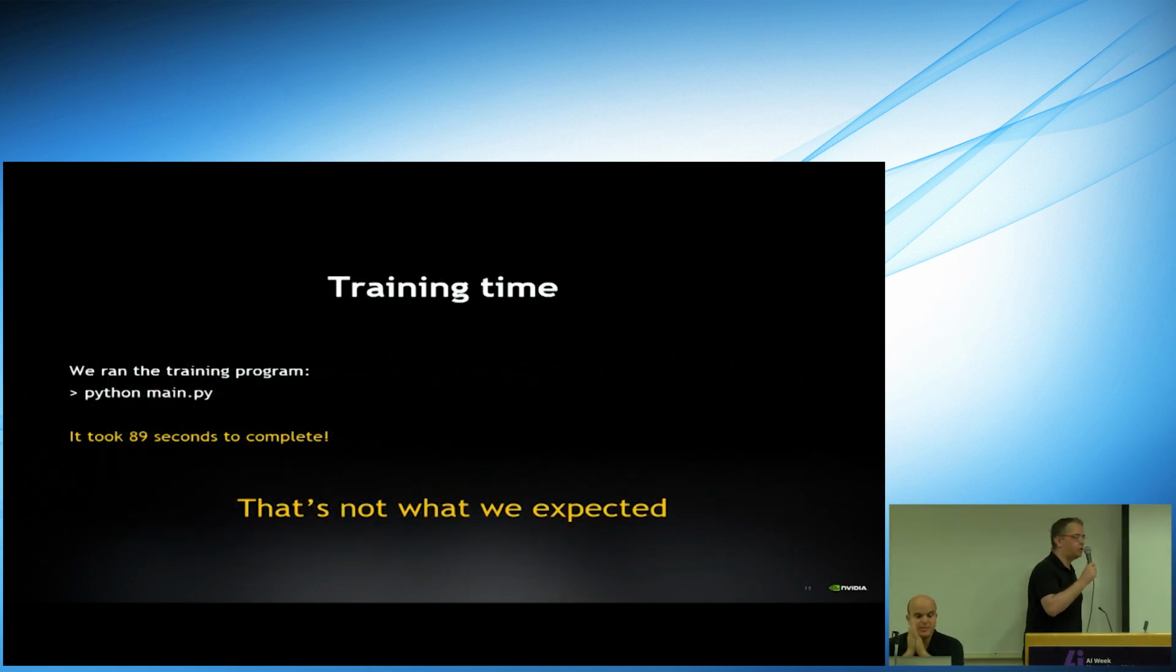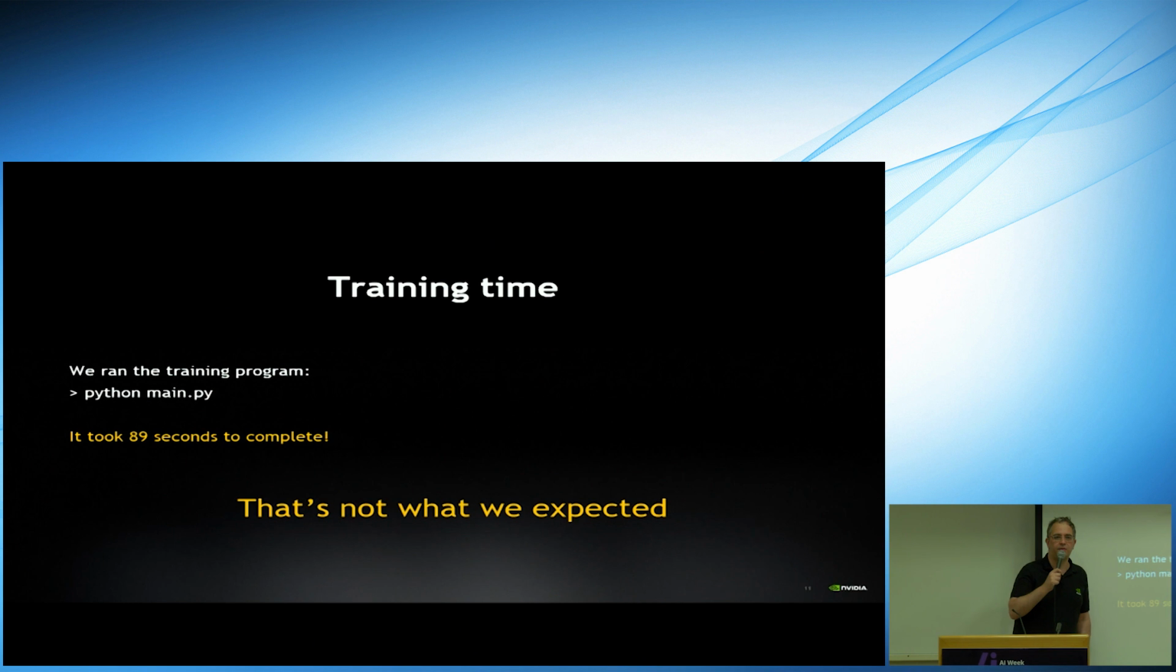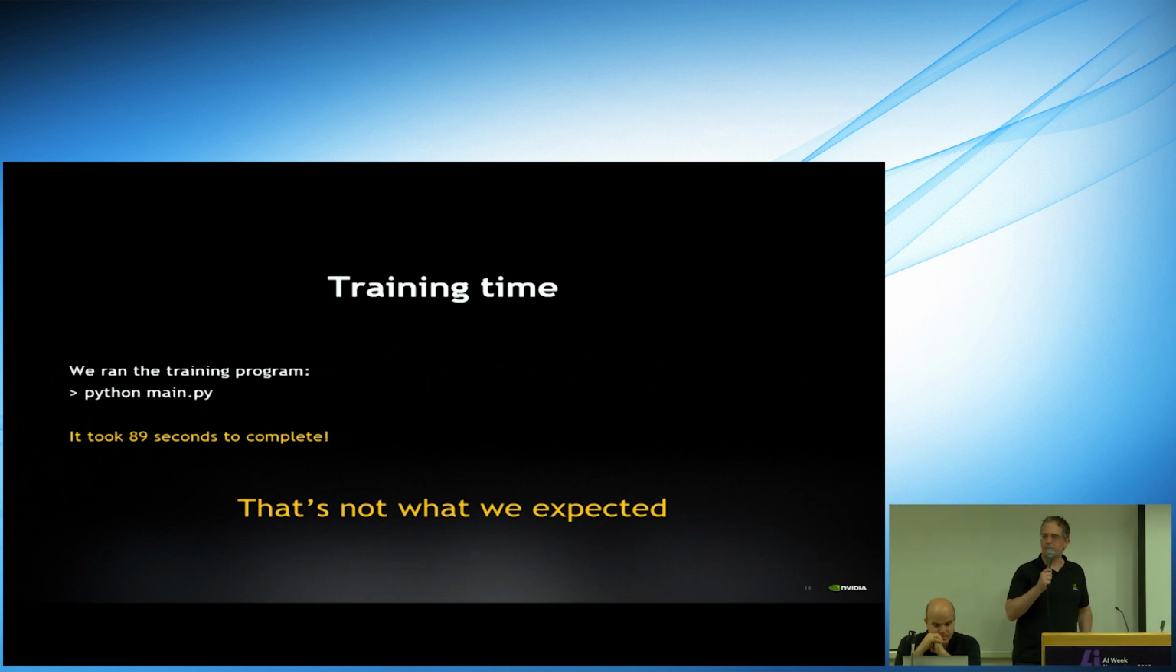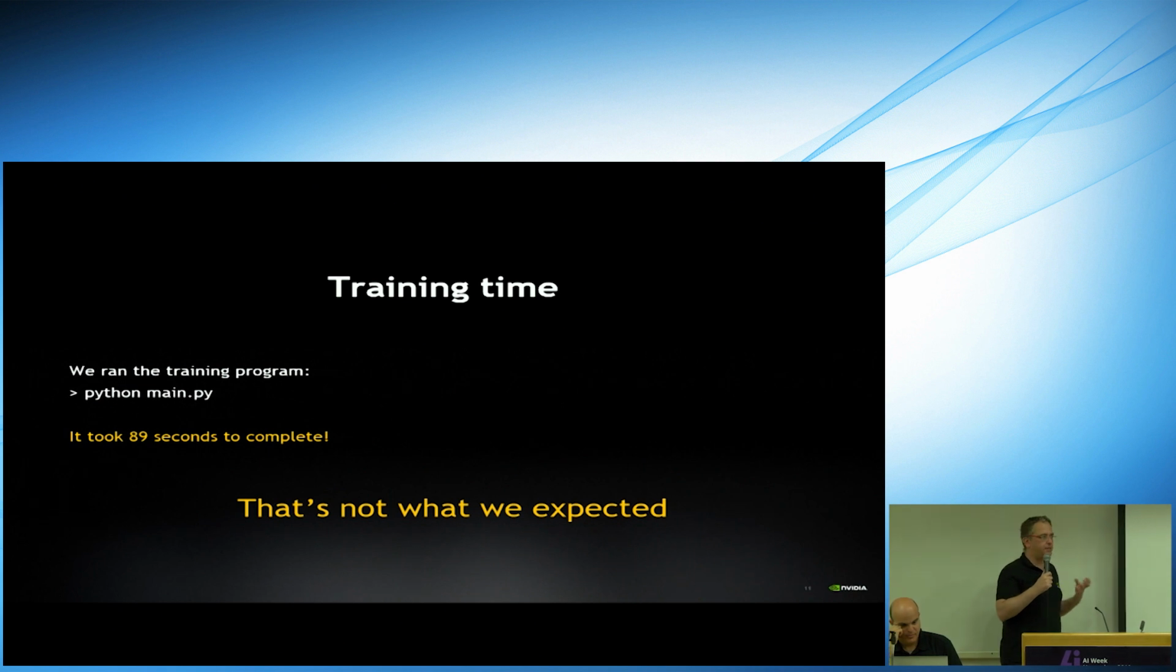Okay, so we took this program and ran it on a completely new system that has 4 Volta GPUs, a very powerful system, and we got 89 seconds to completion. For something this simple and a GPU that is so powerful, 89 seconds, something is wrong. This is not what we expected. This is not what we expected in absolute terms, and it's definitely not what we expected in relative terms, as you'll see in a little while, where we improve this program and get it much, much lower.